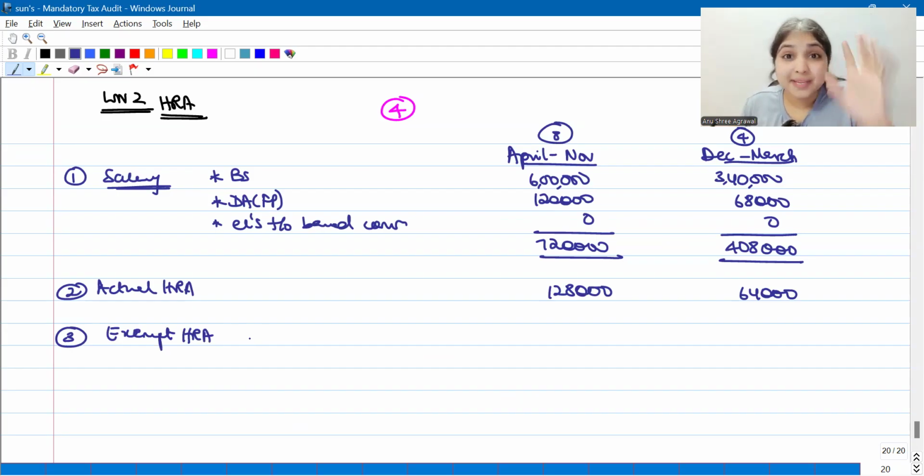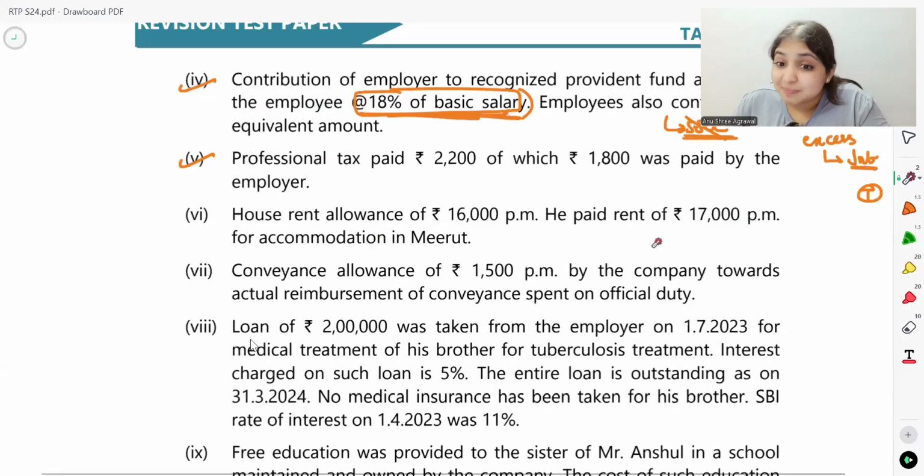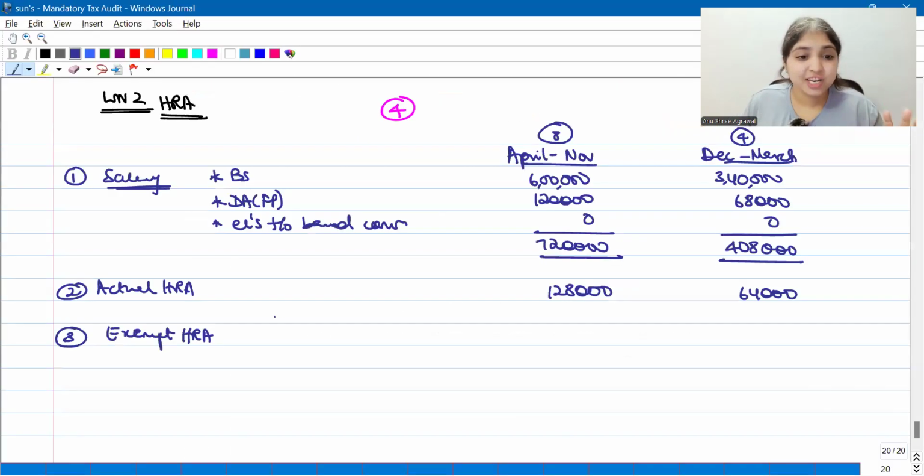Assessee will have some exemption only if assessee is paying rent, guys. First of all, is your assessee paying rent? Yes, he is paying rent. So which means assessee will have HRA exemption. So you will compute three things. Out of the three things, you will pick whichever is less. Whichever is less will be exempt.